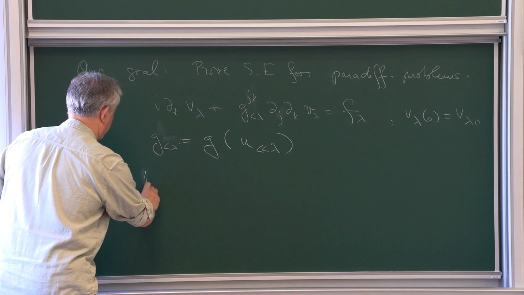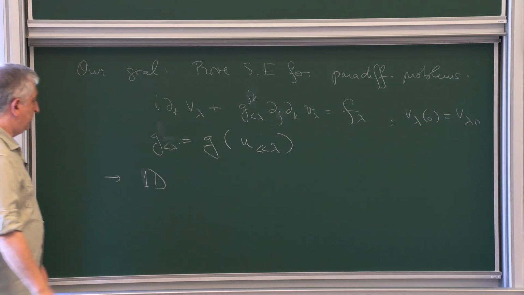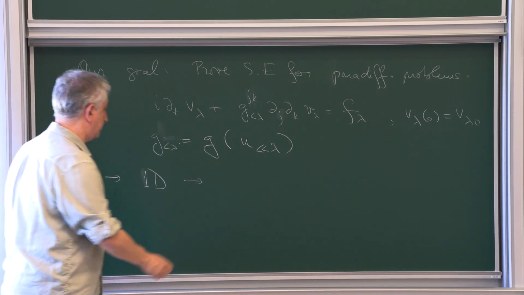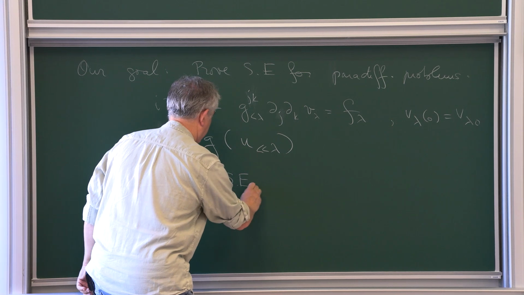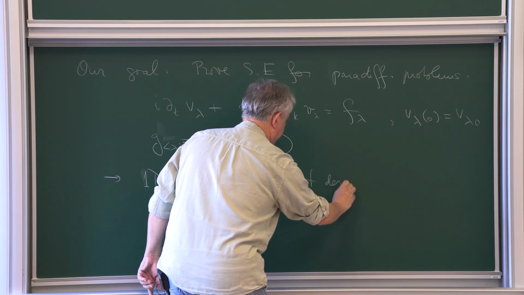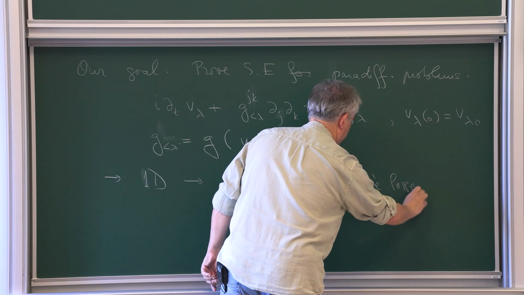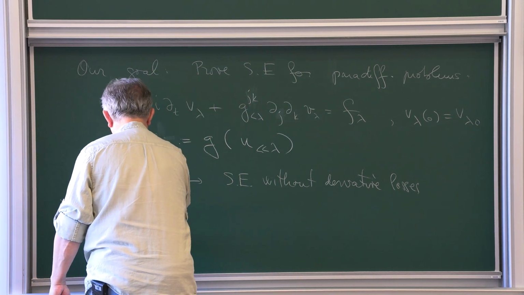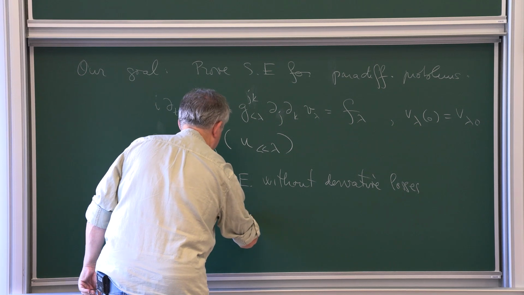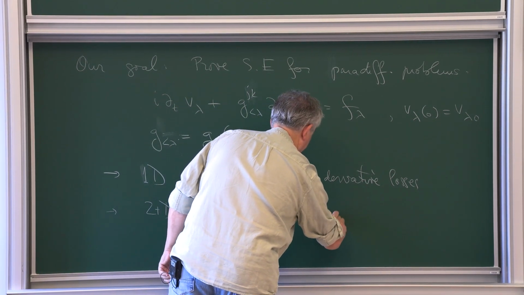Then maybe I should say I will eventually show you two varieties of these Strichartz estimates for this problem. One version happens in 1D, in one space dimension. In one space dimension, we have this family of Strichartz estimates for this paradifferential equation without derivative losses. And then in 2 and higher dimensions, we have a version of the Strichartz estimates with derivative losses.